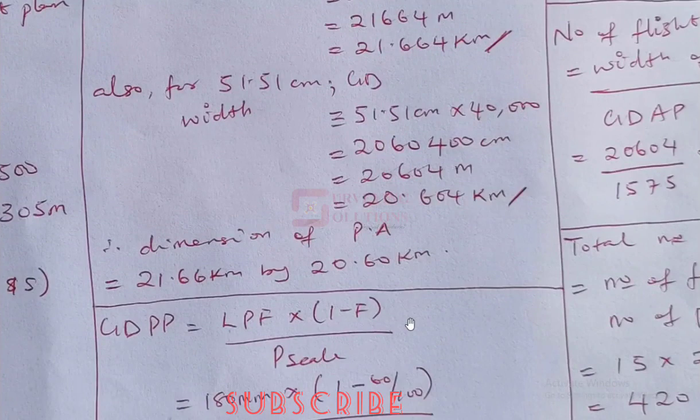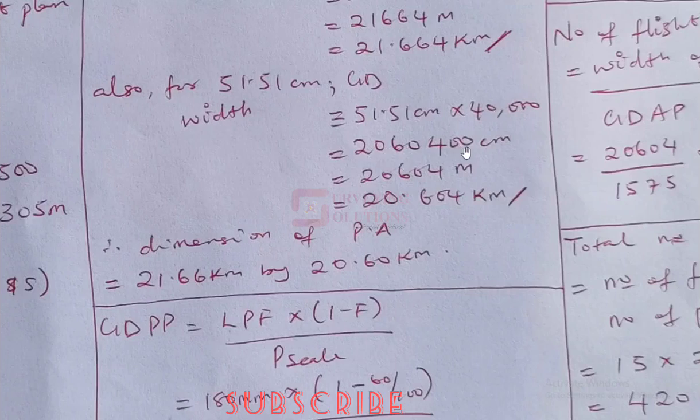Now also for the 51.51 centimeter, which is the width, right? For the 51.51 centimeter dimension, which is the width, we have 51.51 centimeter times what? 40,000. I hope you've understood the explanation of how we got that 40,000, right? Good. So you should be able to have 2,060,400 on your calculator.